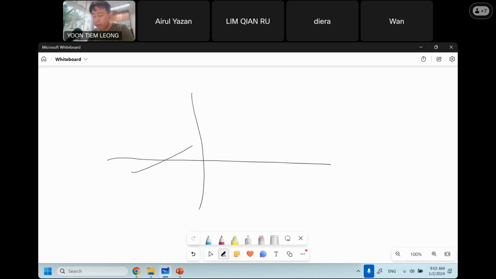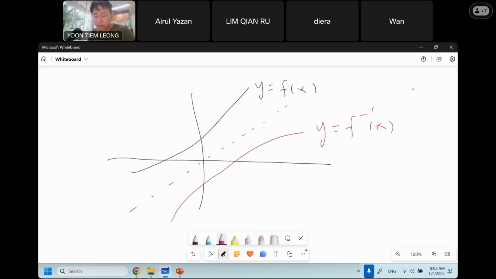Say you have a function y equals f of x. The inverse of it is obtained by reflecting the function on the line y equals x, and this is what you will get as the inverse of the function. Here we are showing a general function that is 1 to 1, and all functions that are 1 to 1 have an inverse.